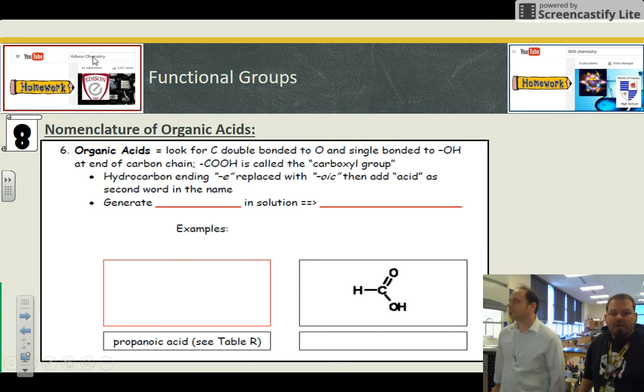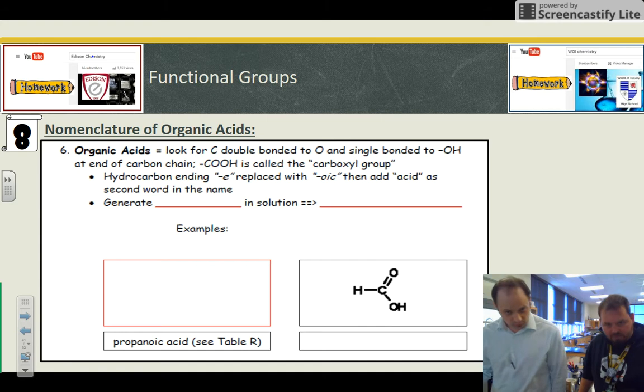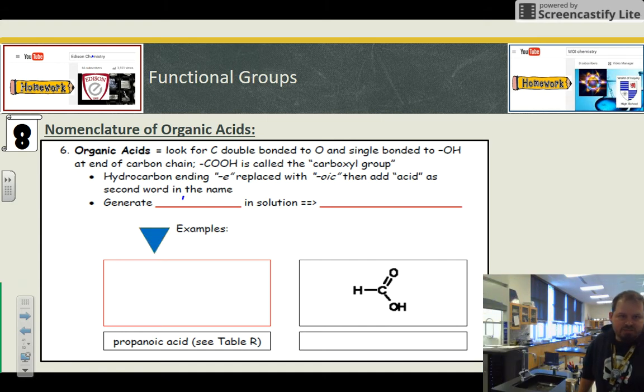So it's a C double bonded O with an OH. We call this a carboxyl group. Not a carbonyl, but a carboxyl. So let's practice drawing these in.